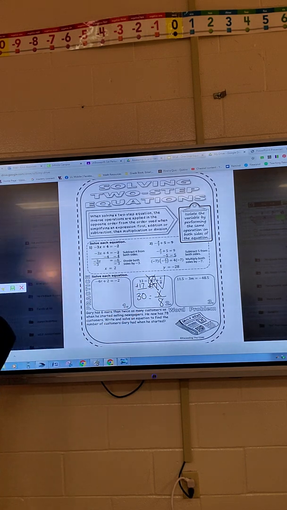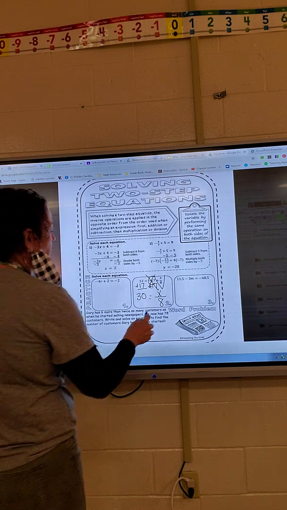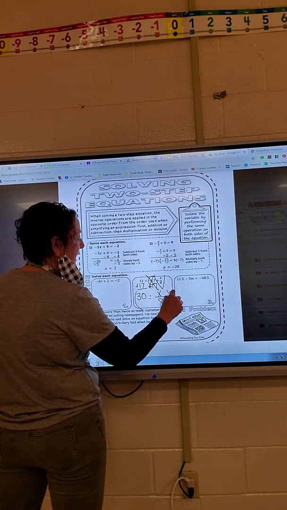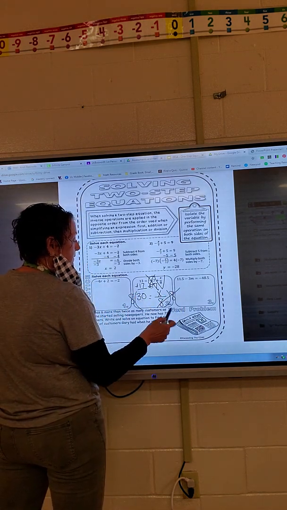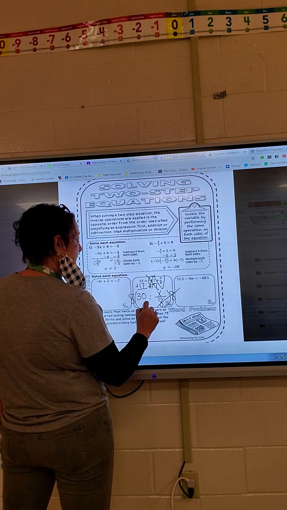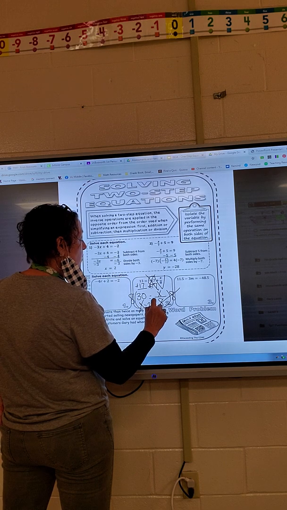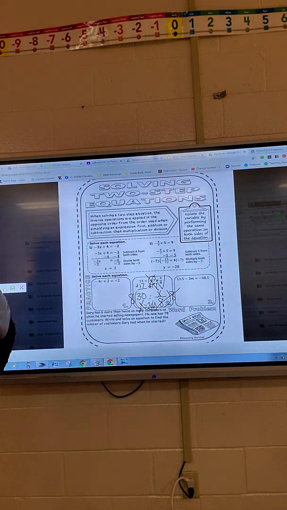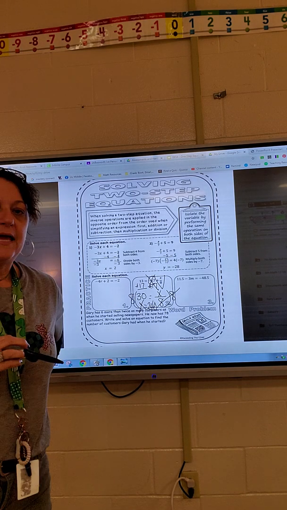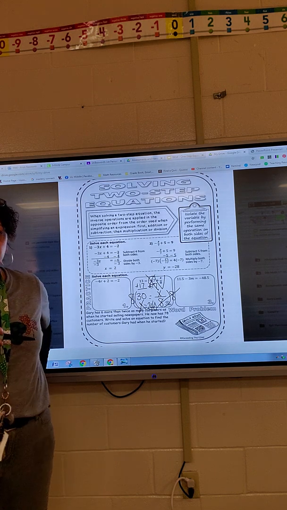Now, x divided by 8, what is the inverse of dividing by 8? Multiplying by 8. So now I'm going to multiply both sides by 8. And x equals 240. And I will upload the key to these doodle notes so that you can go back and look at it if you can't see all my scribble. But x is 240.